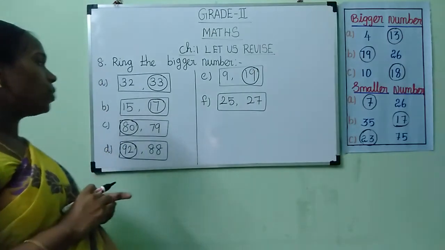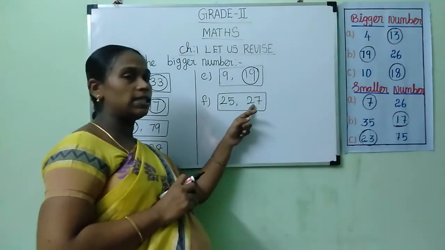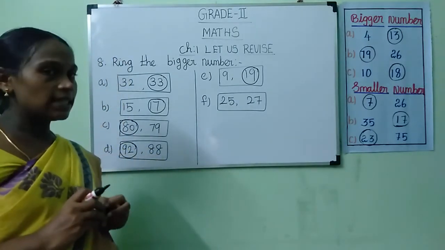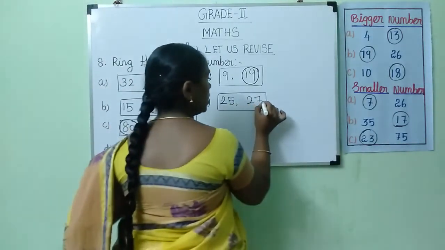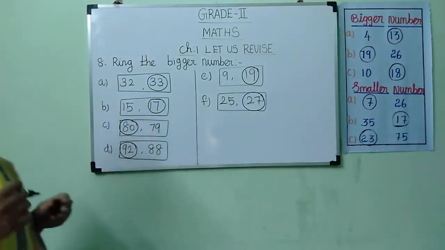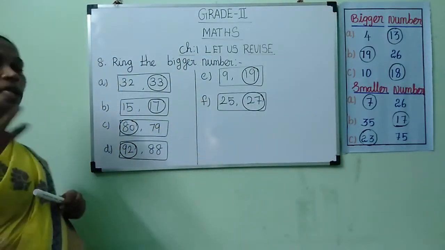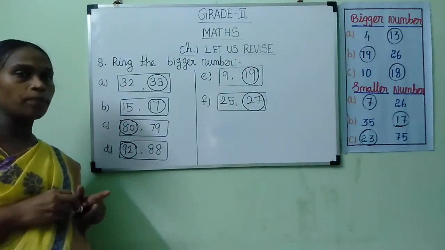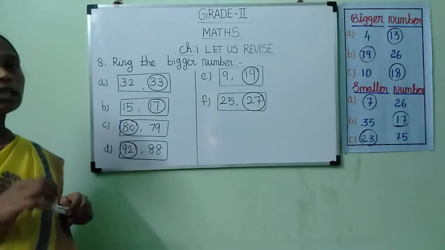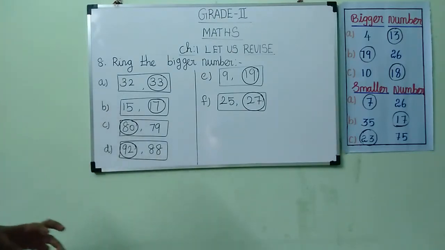Okay, the next one, 25 and 27. So which number is a bigger number? Yes, 27 is a bigger number. You should put the circle. Are you clear, children? How to find out the bigger number and smaller number? Okay.